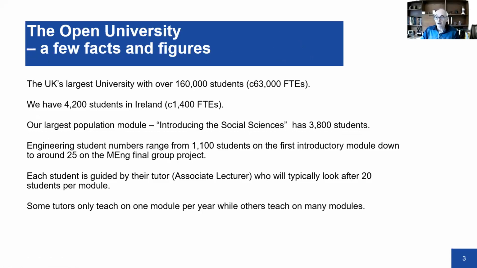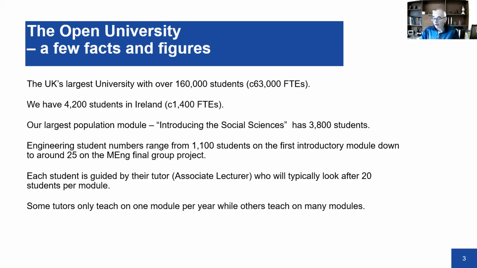I'd like to start by reminding you about a few facts and figures about the Open University. We're very proud that we're the UK's largest university. We've got around 160,000 students, and most of these are part-time students. So in practice, that means we have about 63,000 full-time equivalents. I'm pleased to say that we have just over 4,000 students in Ireland, which again translates to about 1,400 full-time equivalents. We also have an office in Dublin, not so far from St Stephen's Green, which I have to say is one of my favourite places in Dublin.